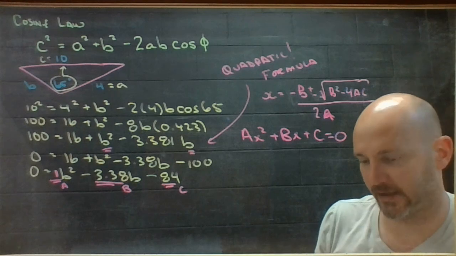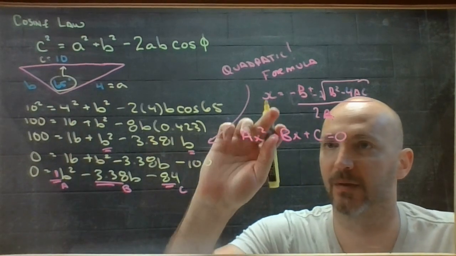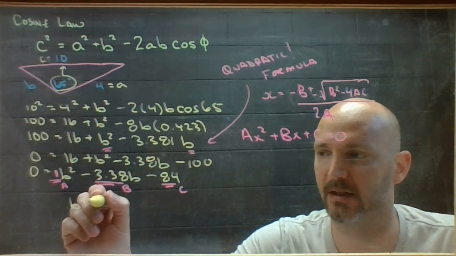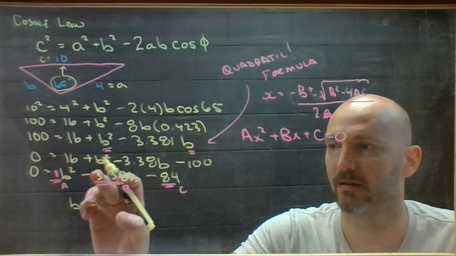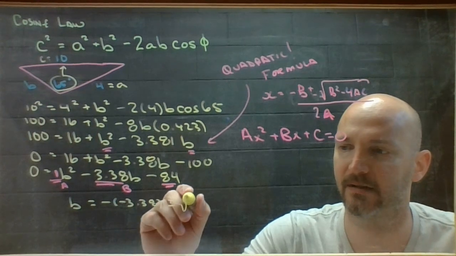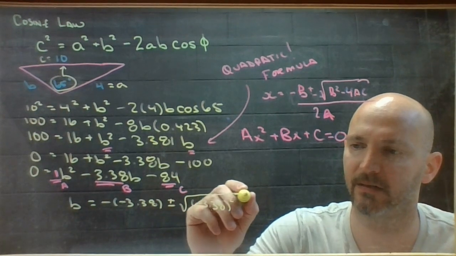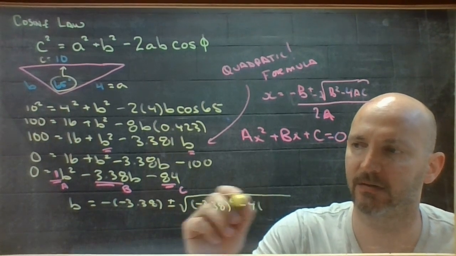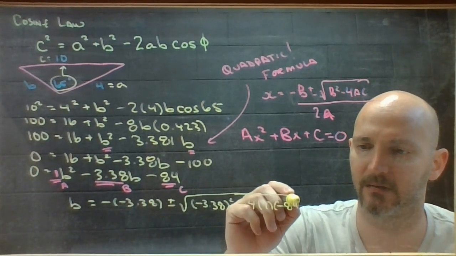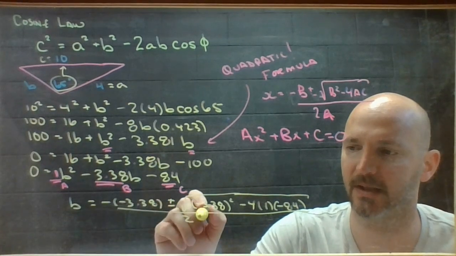I'm going to try and do that down here. I think I'm going to run out of space real soon. So this thing, the value of the variable, in this case it's b. b is negative 3.38 plus or minus the square root of negative 3.38 squared minus 4 times 1 times this, over 2 times this.